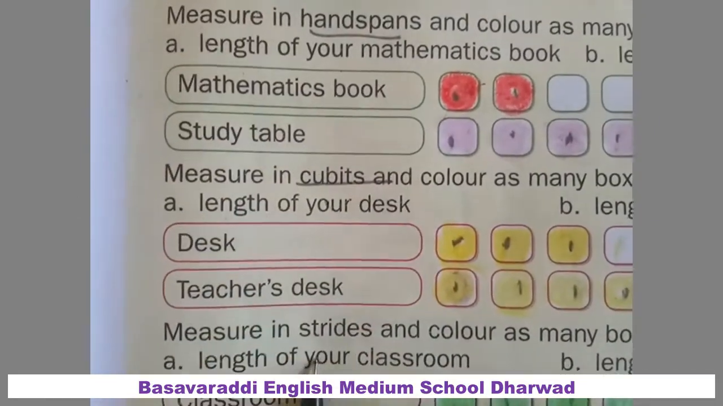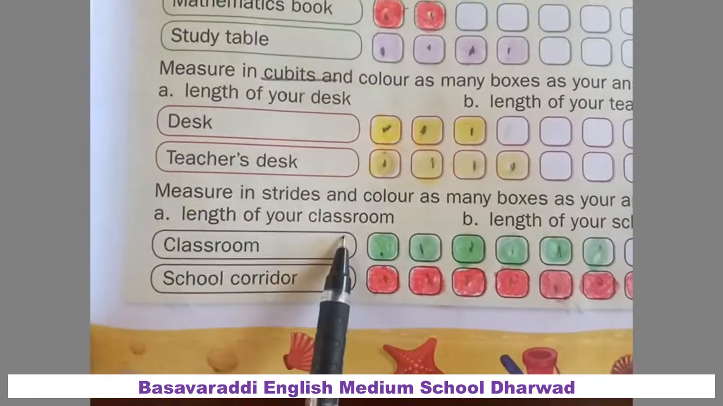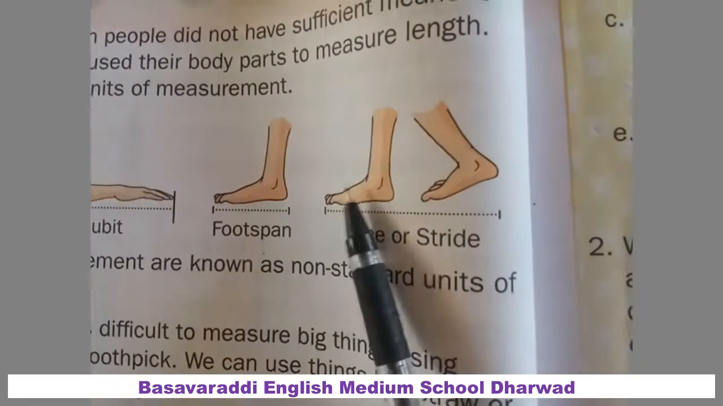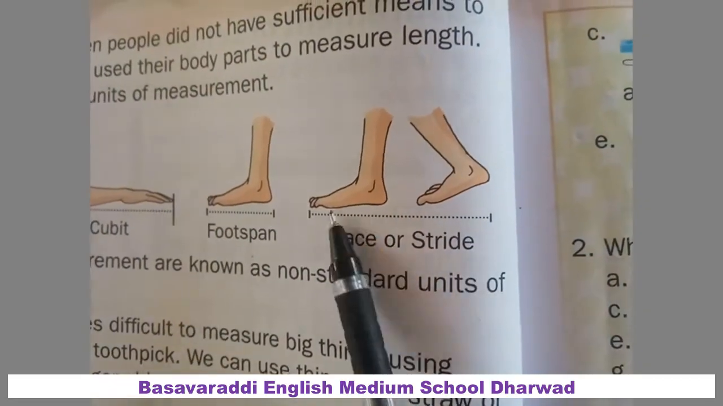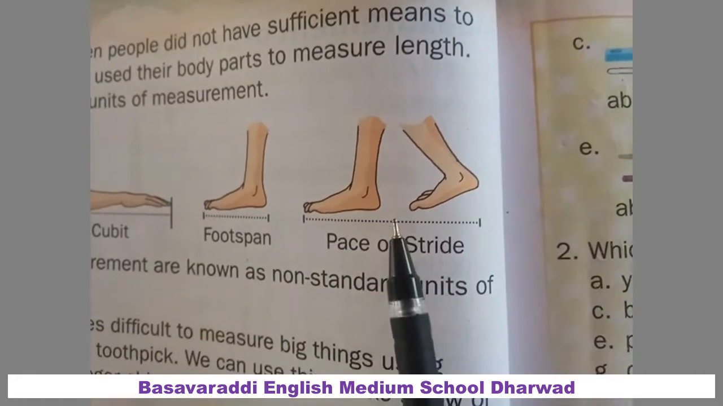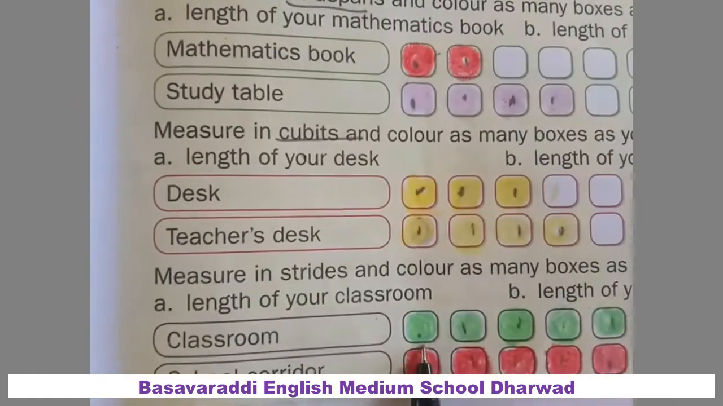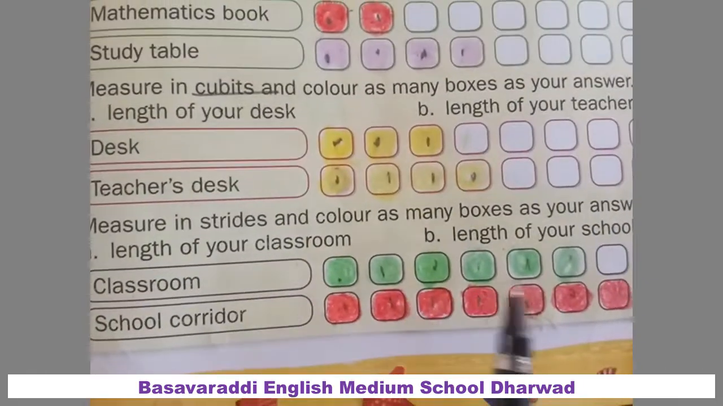Then next one is measure the stride and color as many boxes as your answer. First one is length of the class. How are you using stride? Stride means what? Okay, this is a stride. You are using it for the length of your classroom. This is a measure of stride. How many? The classroom is 1, 2, 3, 4, 5, 6.